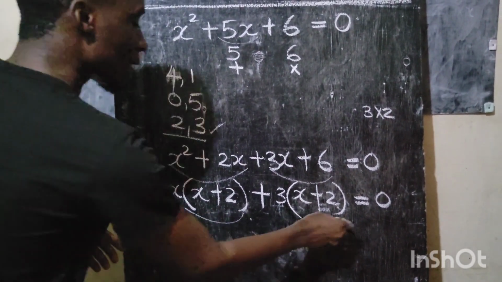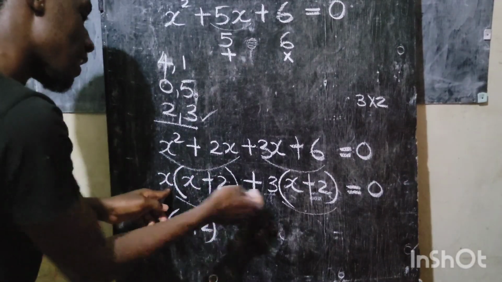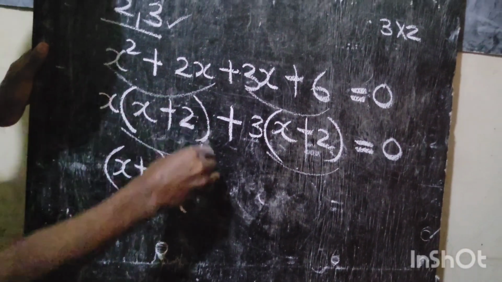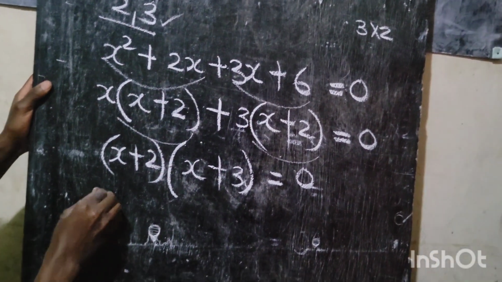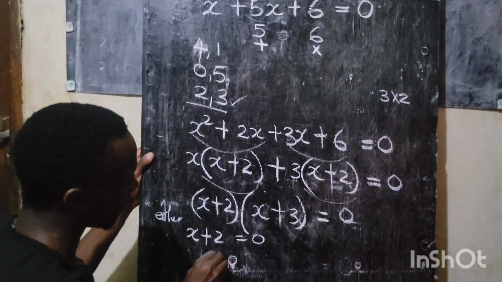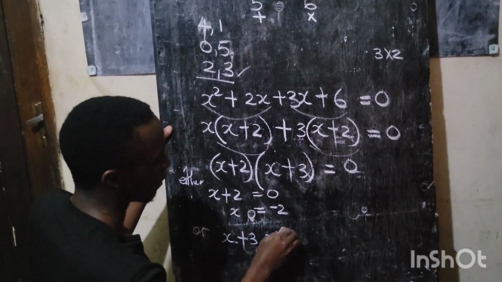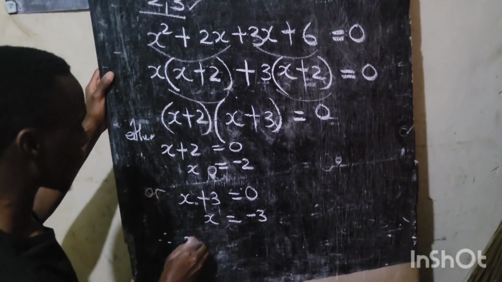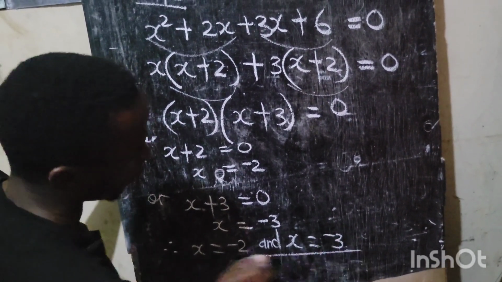Now in this big group and in this one, there is an x plus 2 common. So we pull it out in this and in that. What remains here and there after pulling out an x plus 2 is x plus 3, all equal to 0. So what is left is saying that either the first bracket x plus 2 is 0, implying that our x shall be negative 2, or our x plus 3, our second bracket, is equal to 0, implying that our x is negative 3. And we conclude that therefore our x is negative 2, and our x is also negative 3.